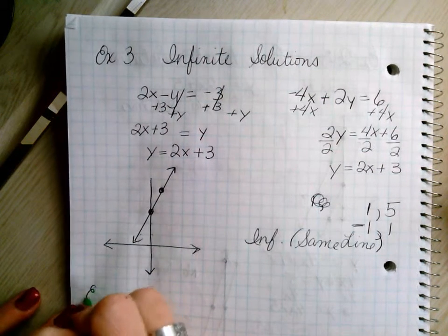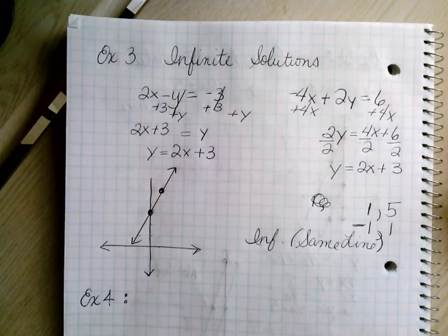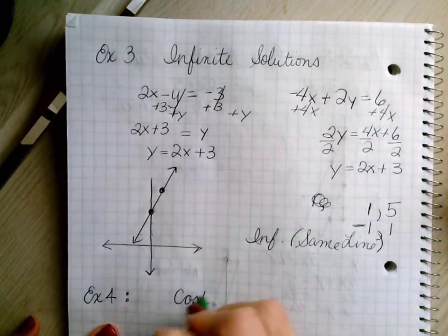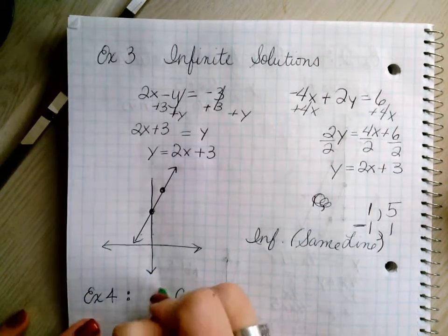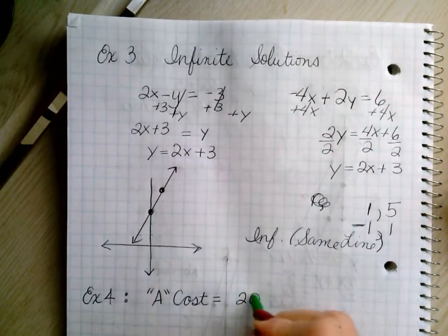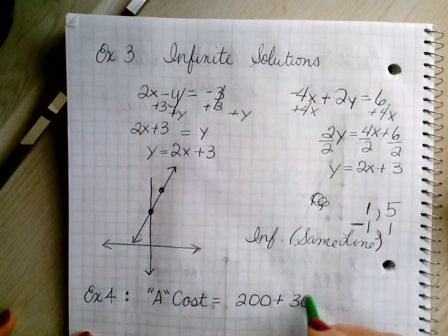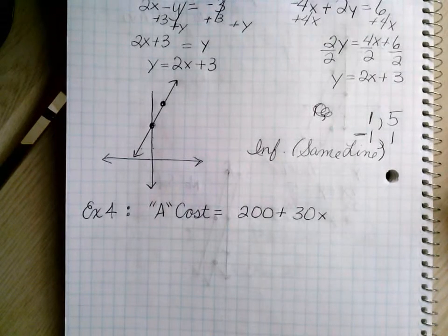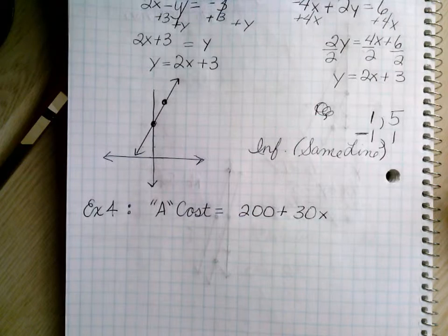So this is example 4 where we deal with the cost of internet. So the cost is equal to what? Well, Plan A says you pay a fixed amount of $200 and to it you add $30 for every month. Okay? Plan A. The cost is you buy the modem and pay $30 a month.